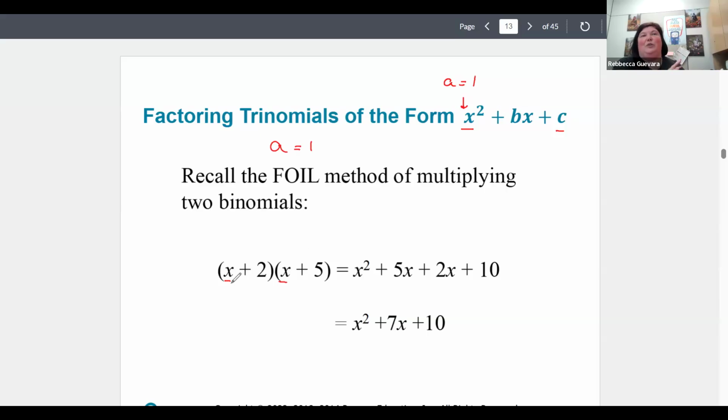Just to explain this again, how this is working. If I had two binomials, x plus 2 and x plus 5, and I multiply those together, we get an x squared. We get an x times 5, because that's my outers. I get a 2 times x, that's my inners. And then I have a 2 times 5, which is 10, which is my last. So what we see here is that these two numbers, 2 times 5, give me that 10, but that 5 and that 2, when they add together, give me that 7. We can reverse this pattern, is what we're trying to do here.